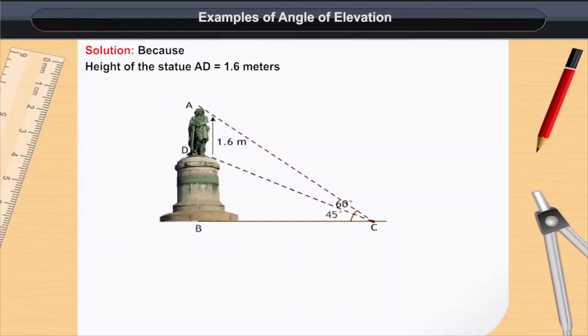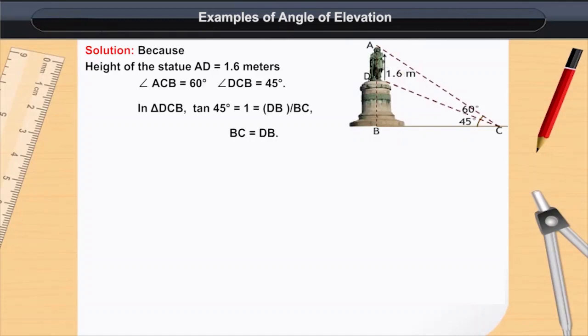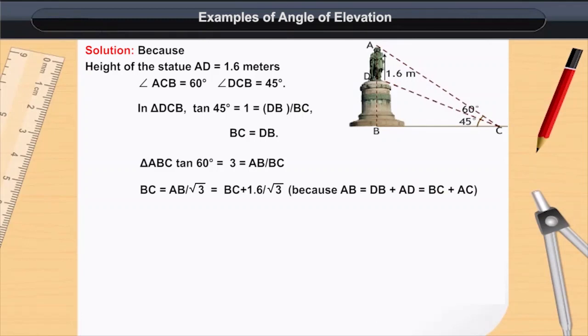Solution. Since the height of the statue AD is equal to 1.6 meters, angle ACB is equal to 60 degrees, and angle DCB is equal to 45 degrees. In triangle DCB, tan 45 degrees is equal to 1, which is equal to DB by BC, or we can say that BC is equal to DB.